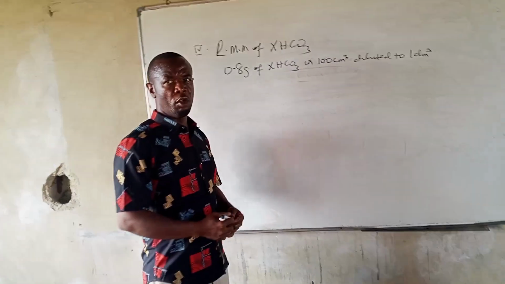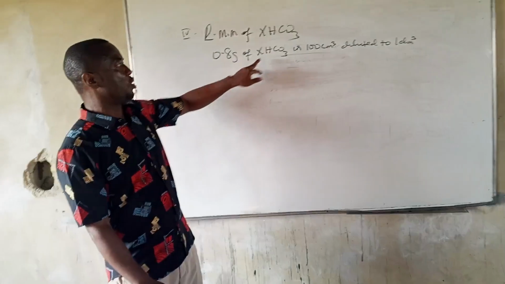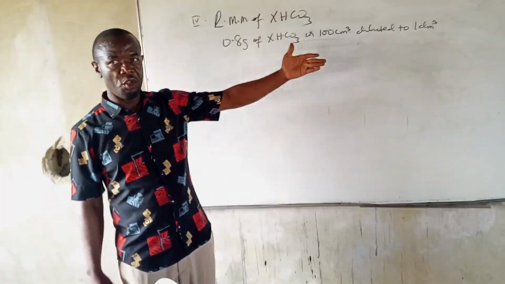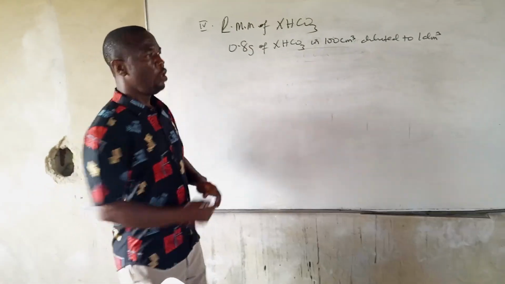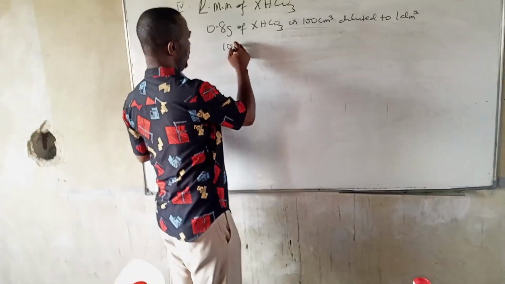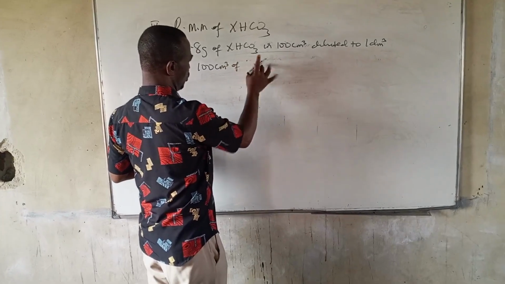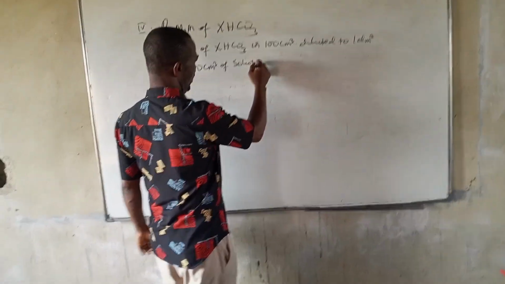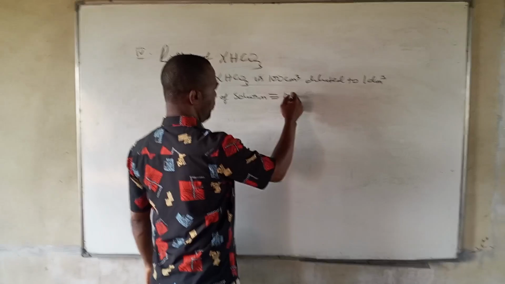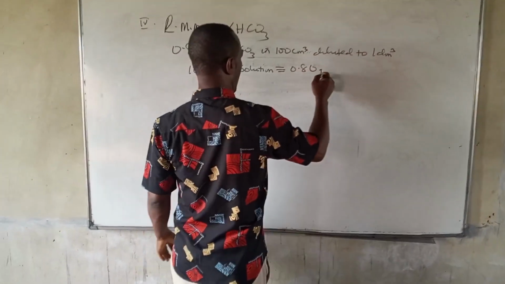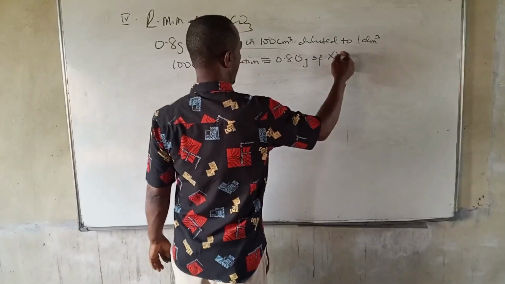What we want to do is find the mass of this compound in 1 dm cube. That's the mass concentration. When I say 100 cm cube of solution is equivalent to 0.80 gram of SHCO3.